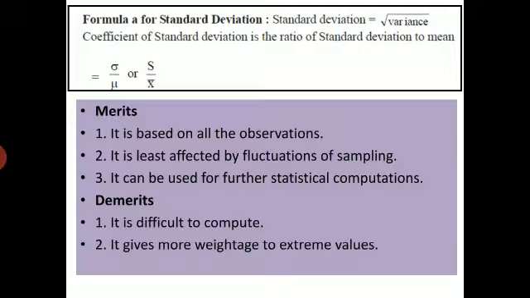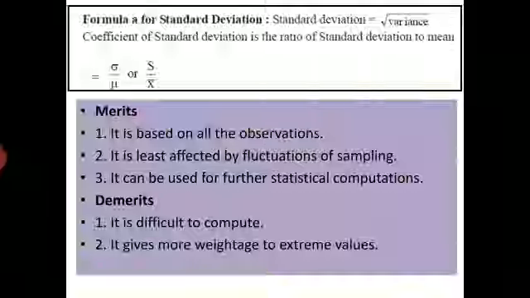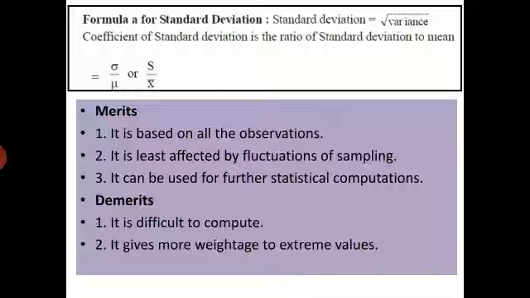So what are the merits of variance? It is based on all the observations, and it is least affected by fluctuations of the sample. It considers all the observations, not only the central value. It can be used for further statistical computation, for next level computations. Demerits: it is difficult to compute and it gives more weightage to extreme values.